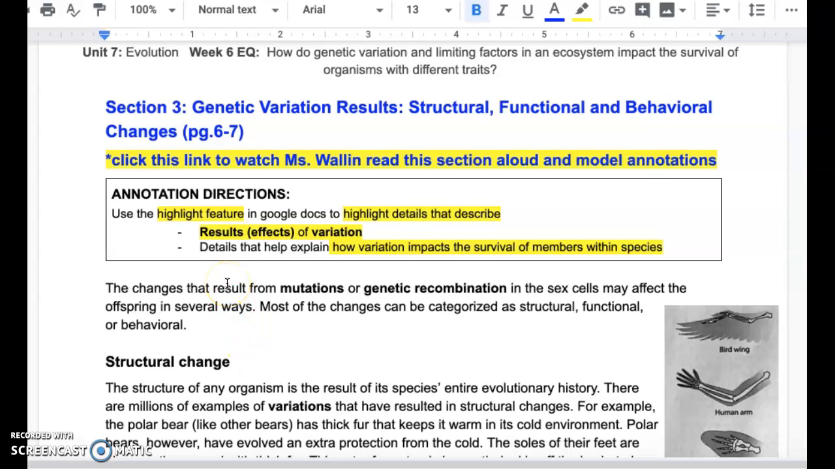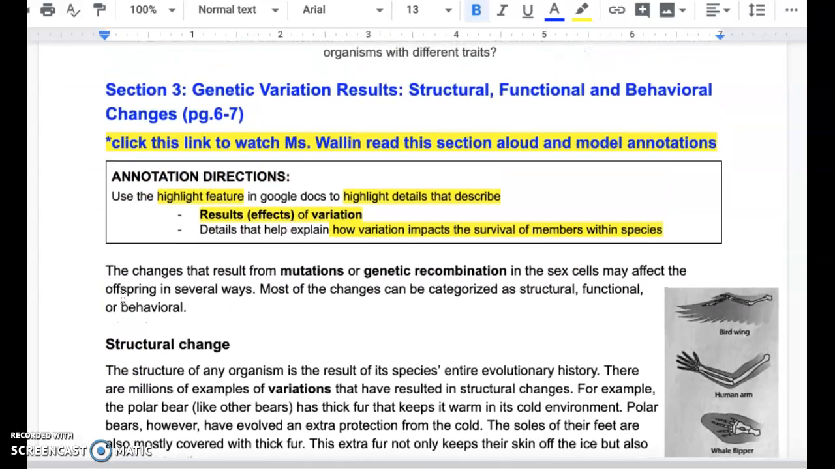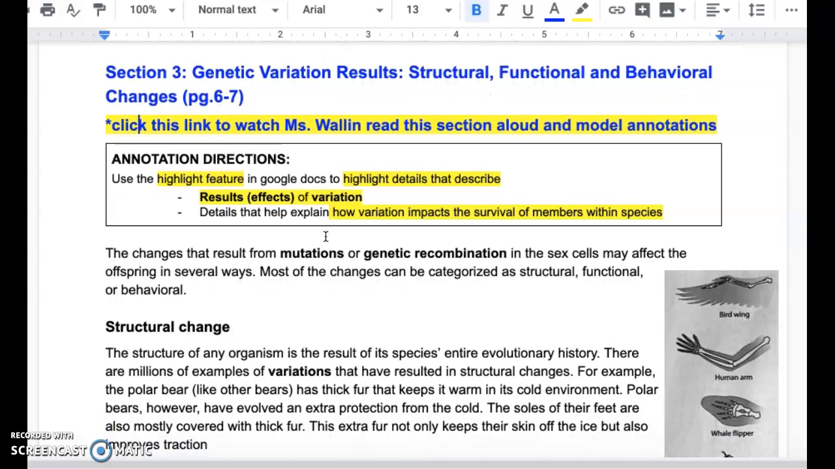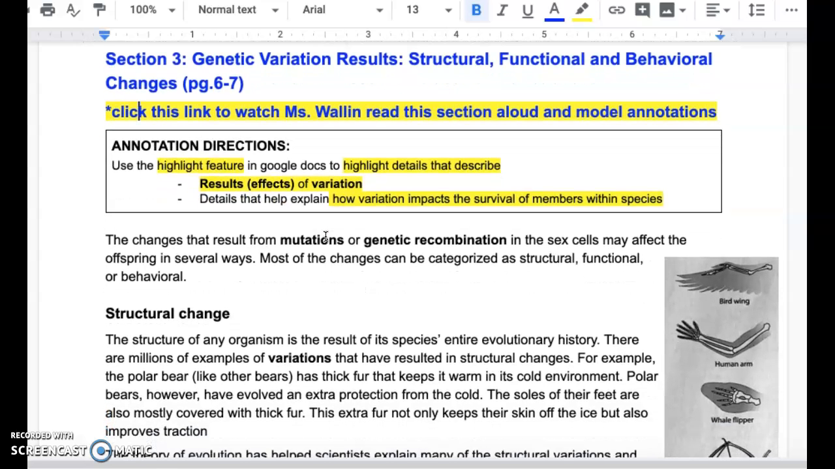All right, so we're in the week 6 reading for living environment, section 3, genetic variation results, structural, functional, and behavioral changes. And again, this is on page 6 to 7. So in this section, we're going to highlight details that describe results or the effects of variation, as well as how variation impacts the survival of members within a species.